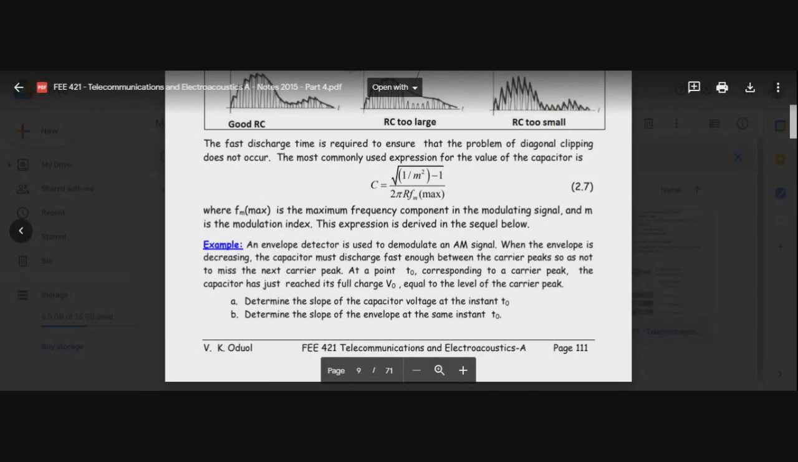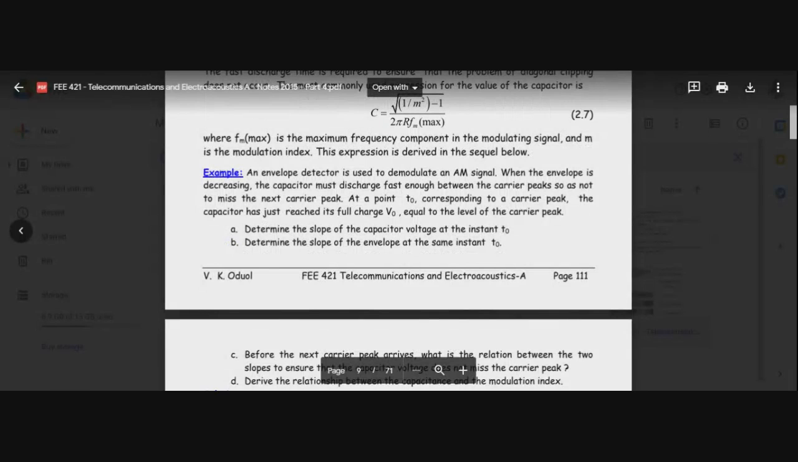If you can get the capacitance in some nanofarads or picofarads, that would be good enough. But this is the formula that you use. So we have here an example which is talking about an envelope detector used to detect or demodulate an AM signal. When you hear me say detect or demodulate, we're using the two interchangeably.